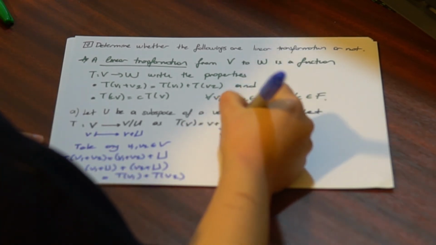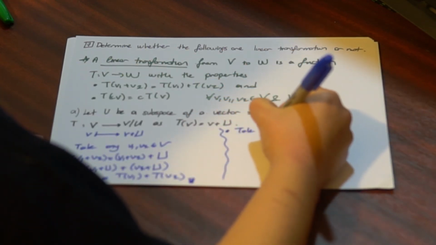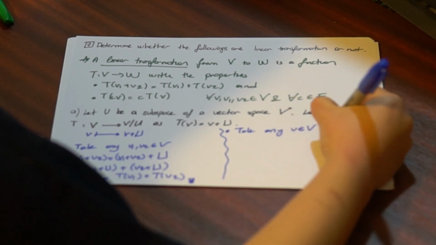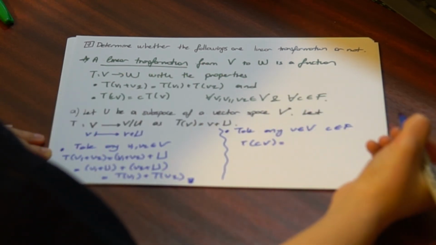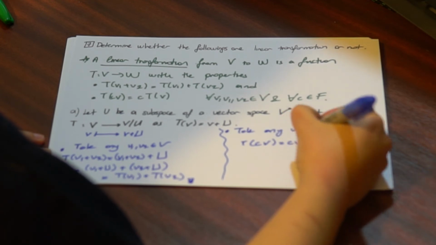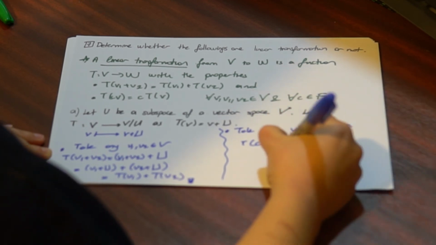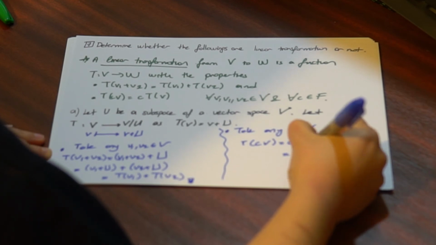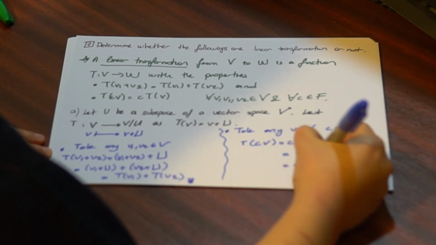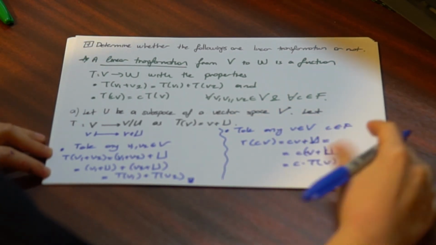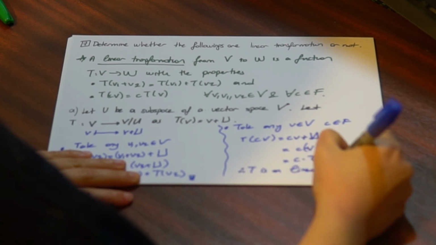Now let's look at the second one. Take any v in V and c in F. T of c times v is equal to cv plus U. And again, by the definition of scalar multiplication in the quotient space, this is equal to c times (v plus U). So this is equal to c times T v. Therefore, T is a linear transformation.